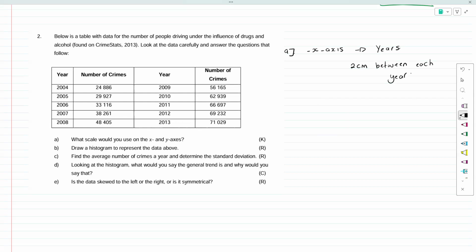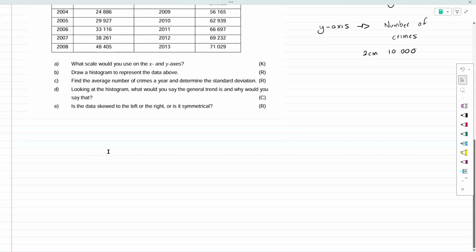Okay. If I go with the y-axis, the y-axis is number of crimes, definitely. Number of crimes. And what's this going in? 2 centimeters. 70, 14 lines. Okay, cool. I'd use 2 centimeters for 10,000. Or 1 centimeter for 5,000. That's all. They want us to represent the graph.